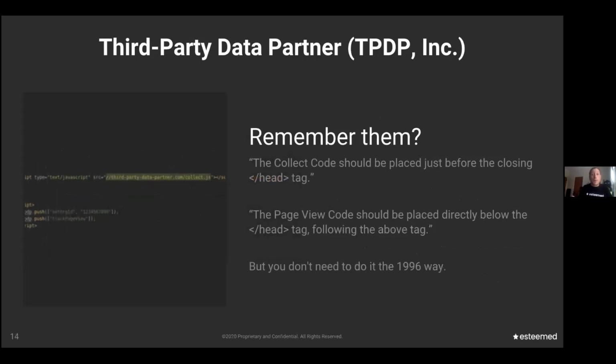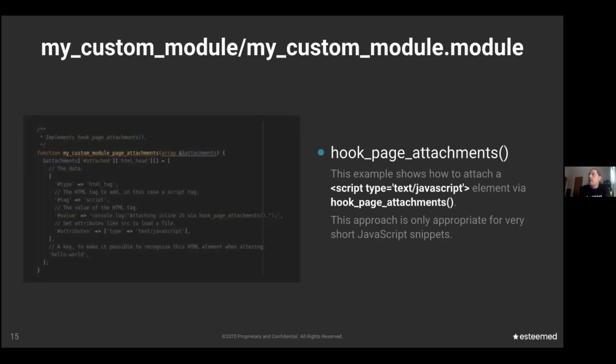So remember your third-party data partner. They said the collect code should be placed just before the closing head tag, and the page view code should be placed directly below the head tag following the above tag. But you don't need to do it the 1996 way. Here's one way to do it with hook_page_attachments.